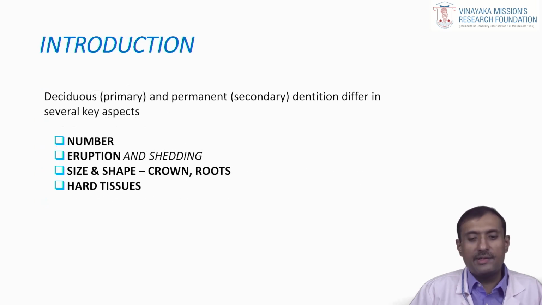We have the deciduous or the primary dentition and the permanent or the secondary dentition. There are several different aspects of these teeth which we must know in order to practice dentistry, especially pediatric dentistry. The key aspects are the number of the teeth, the eruption in case of deciduous teeth, and shedding again in case of the deciduous teeth, the size and shape of the crowns and the roots, as well as the hard tissue.